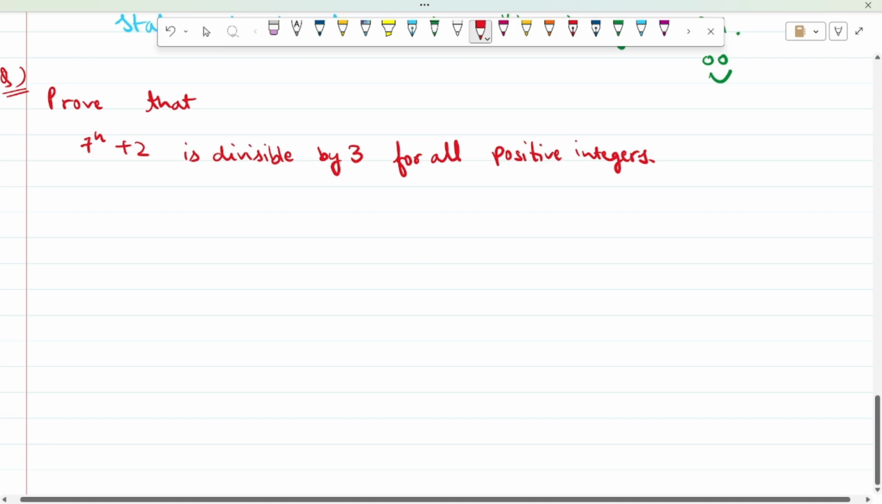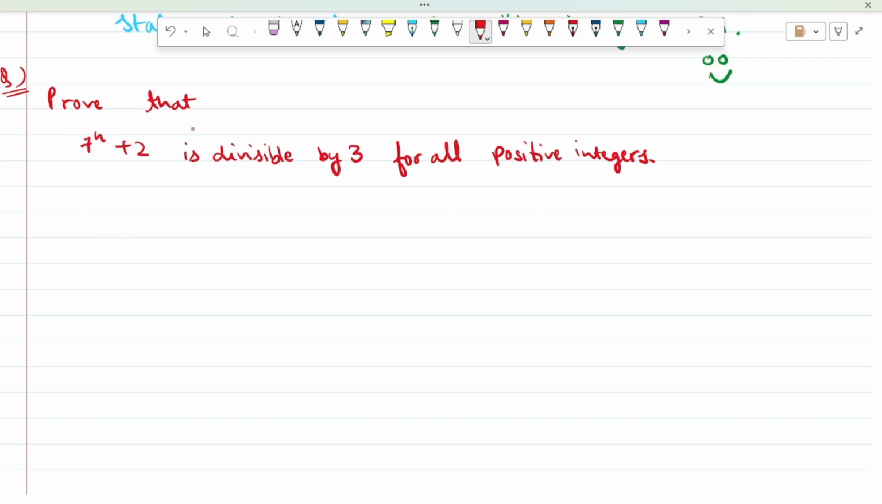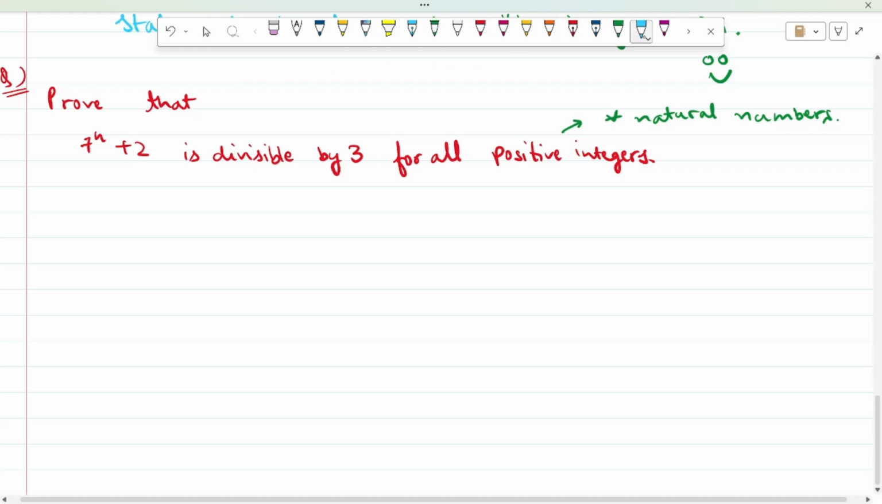Let's do this question. The question says, prove that 7 to the power of n plus 2 is divisible by 3 for all positive integers. So first of all, positive integers means we are talking about all the natural numbers. It means it holds for all natural numbers. Then let's begin with the proof.